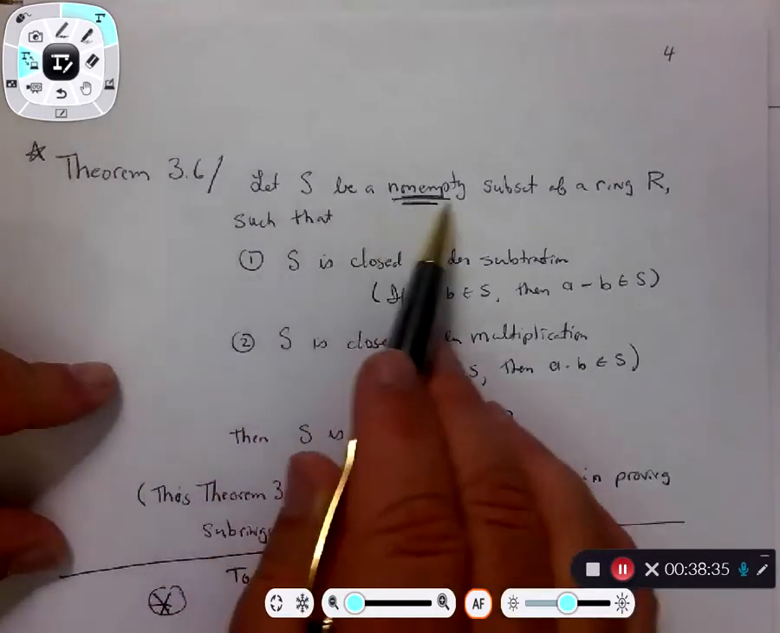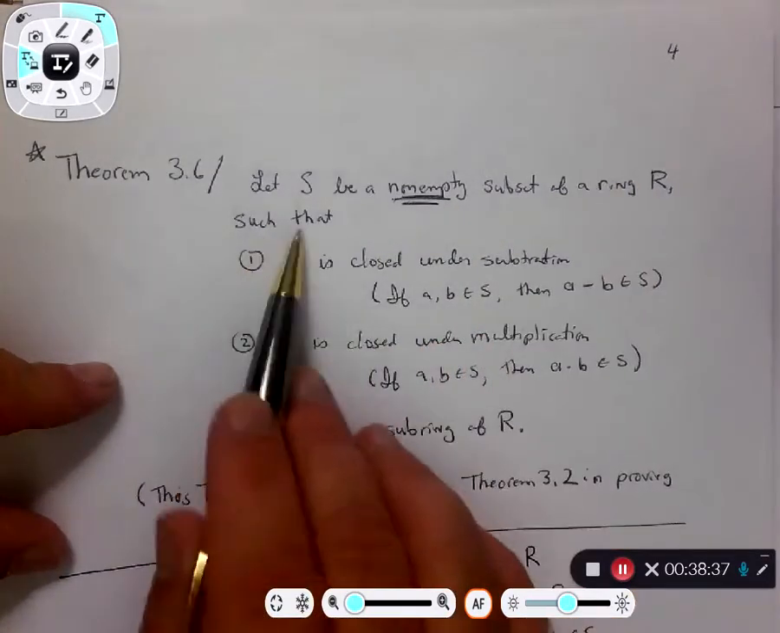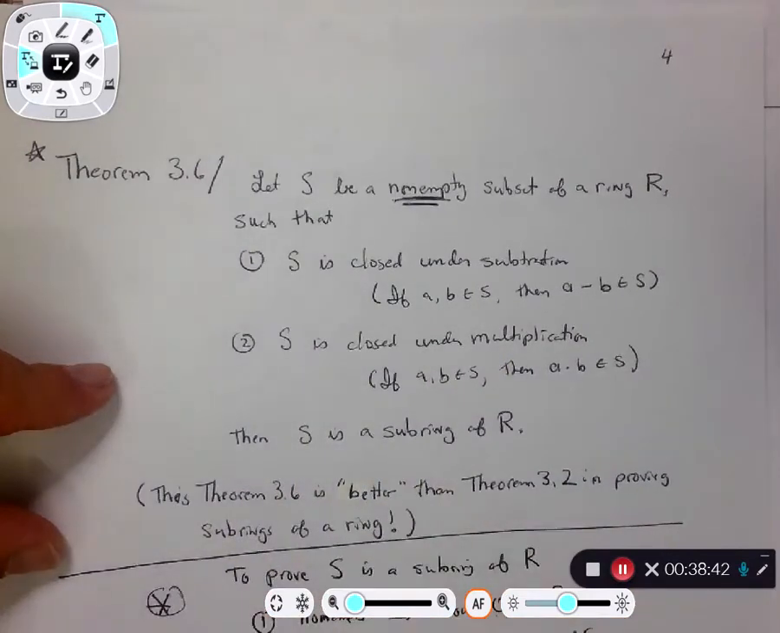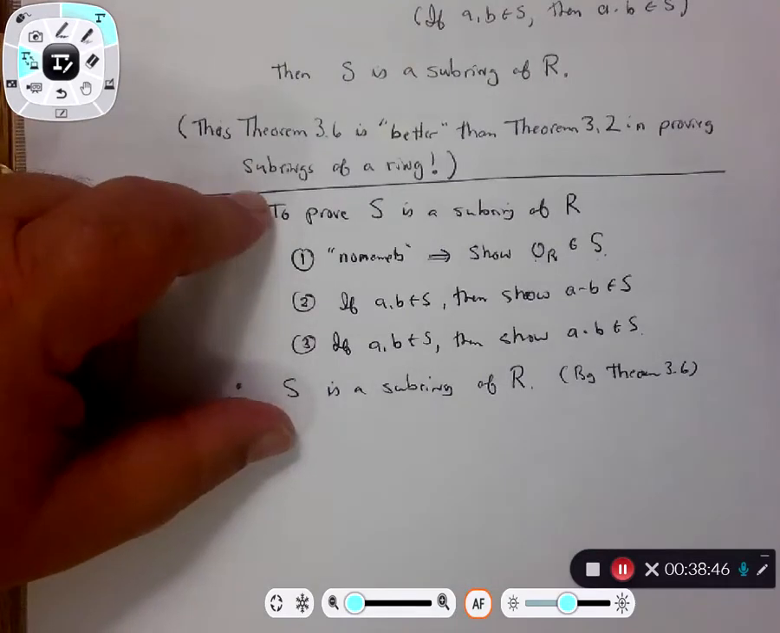Let S be a non-empty subset of a ring R such that S is closed under subtraction, S is closed under multiplication, then S is a subring of R. That's awesome. Here's the real structure right here. This is what I want to focus on.